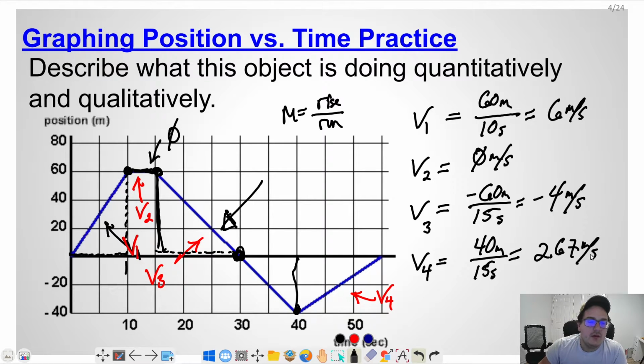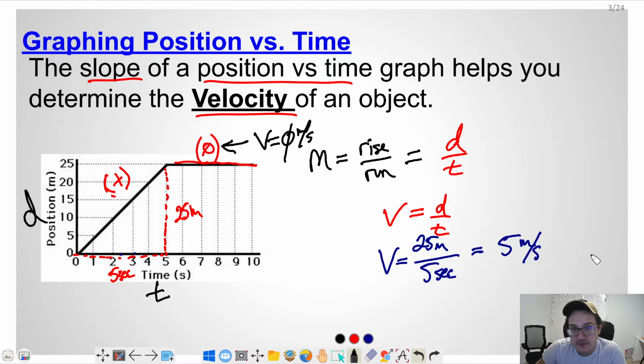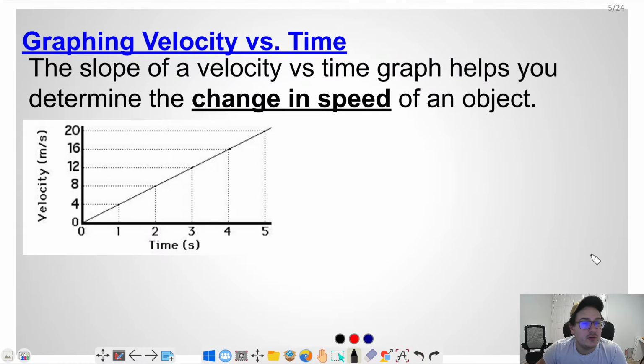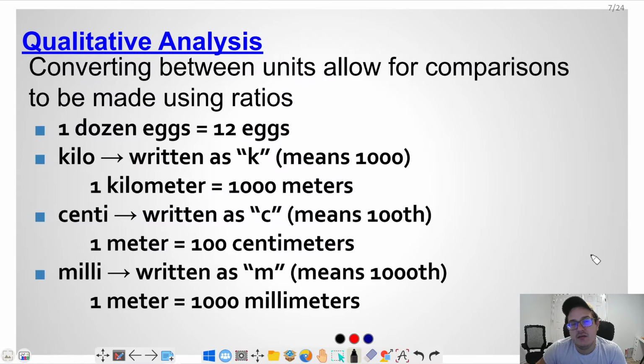Okay, so what we've done is we've looked at the slope of a position versus time graph to find velocity, and that's kind of all we're going to be doing here, okay? We're going to skip past the change in speed in those examples for a little bit. We're going to save that off for later. Instead, we're just going to stay right here in this pocket.